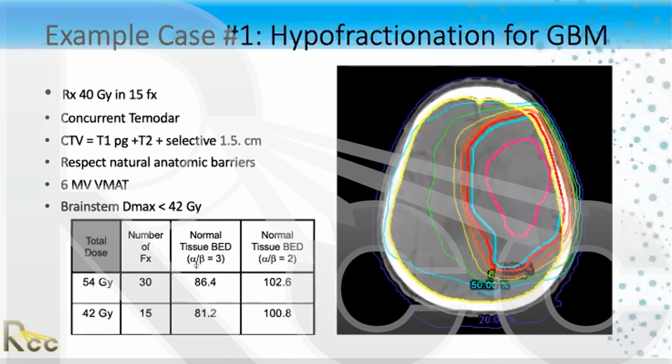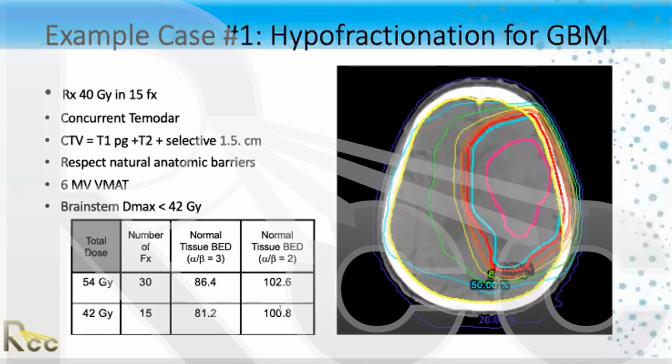And just showing you, I showed you this for the optic pathway. Now just showing you again, for the BED, 54 gray, which is what I would use for conventional fractionation as a brainstem constraint for a high volume of brainstem, has a normal tissue BED using alpha beta of 2, again being conservative, of about 103. And 42 gray is in close proximity to that. So if you're treating to 40 gray in 15 fractions, trying to keep this homogeneous, 42 gray would represent 105% heterogeneity with a hotspot. So it should be relatively achievable in these instances.